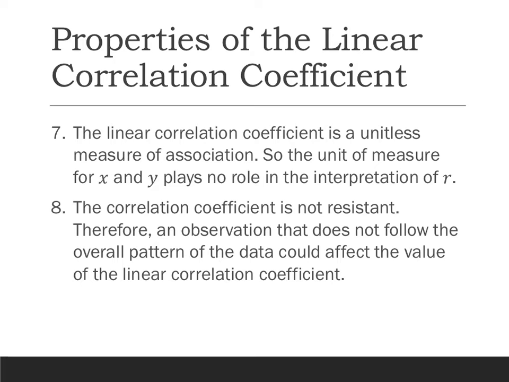And then number 8, the correlation coefficient is not resistant. So remember, a resistant measure does not change if there happens to be an outlier, but a non-resistant measure is affected by outliers. So the correlation coefficient can definitely be changed based on an observation that is different from the overall pattern. And the interesting thing is you can have a value that's not an outlier for the x's or an outlier for the y's, but together it's an outlier for the pair. And I'll show you that when we go to StatCrunch.